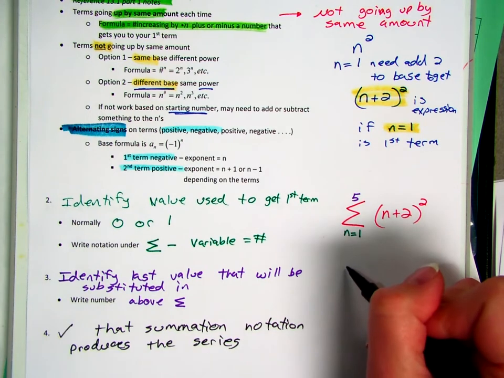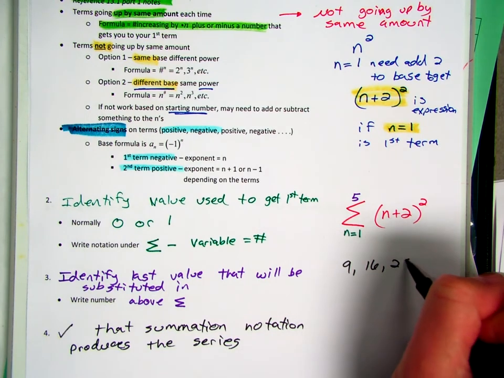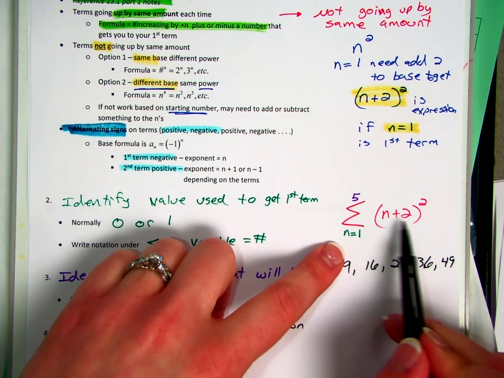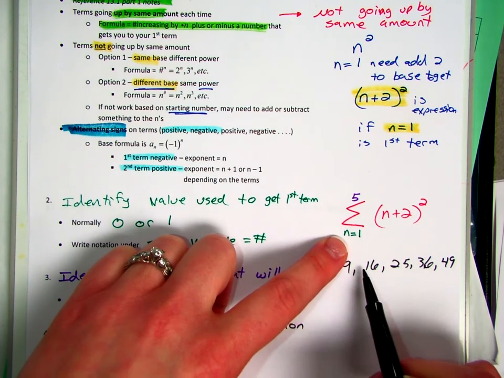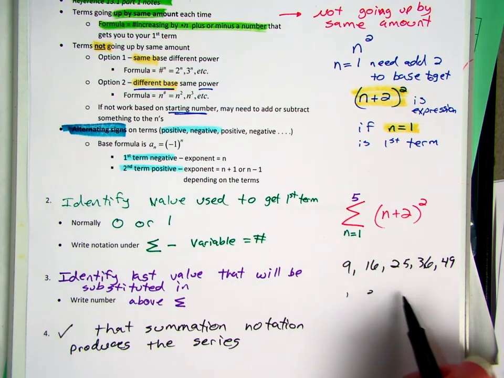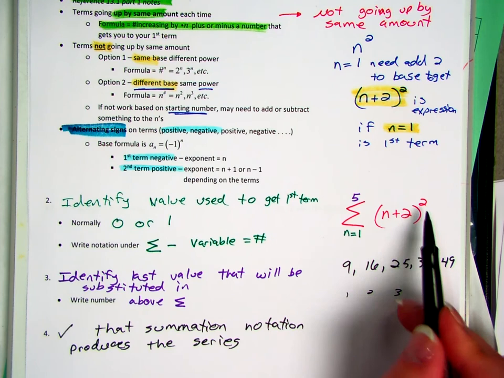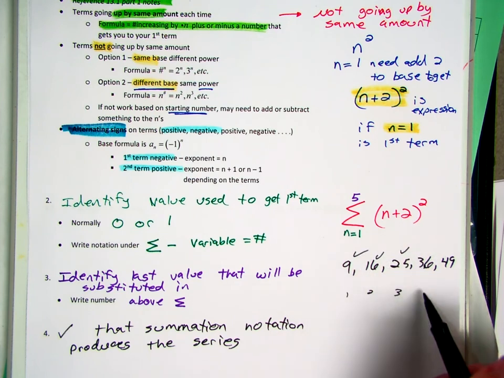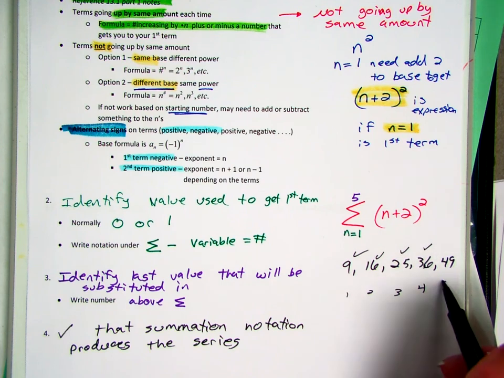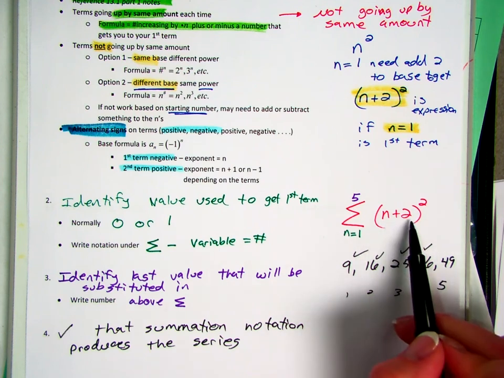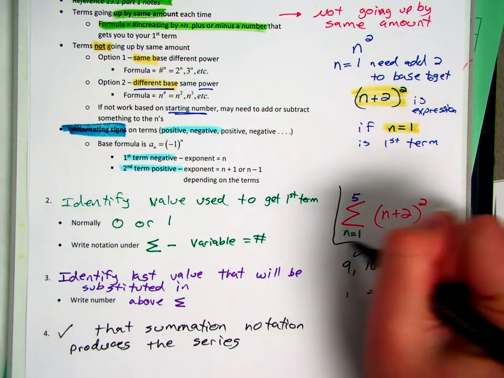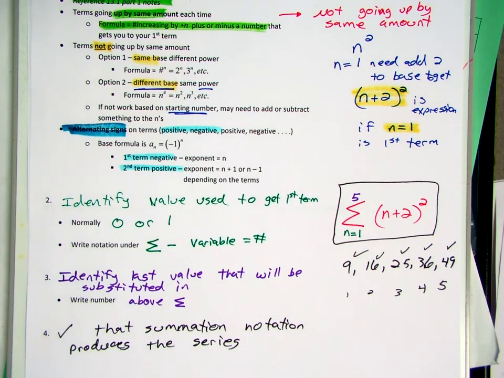So since our series was 9, 16, 25, 36, 49, if I plug in 1, 1 plus 2 is 3, and 3 squared is 9. Then I would try 2. 2 plus 2 is 4, and 4 squared is 16. Then for 3, 3 plus 2 is 5, squared is 25, so that works. For 4, 4 plus 2 is 6, and 6 squared is 36. For 5, 5 plus 2 is 7, and 7 squared is 49. And since 5 was my ending one, that is correct. So this is our final summation notation.